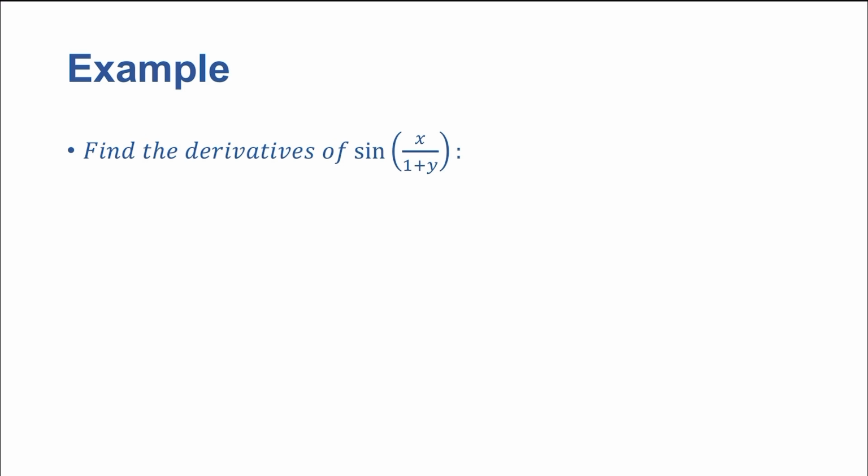First example I want to do is to find the partial derivatives of sine of x over 1 plus y. So you can see here we have two variables. We have x and y. So what we will do is we will find the partial x of f and partial y of f. So how do I find partial x of f?